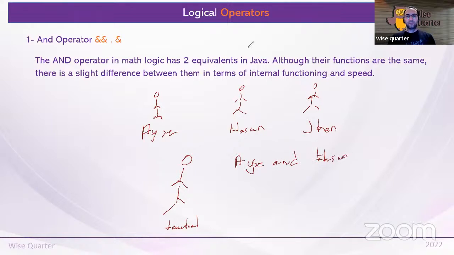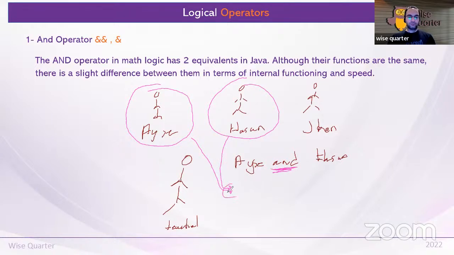When Ayşe and Hasan hear this, both of them should come, right? Because when the teacher says "and", it means both of you come here. Both of them will stand up and go to wherever the teacher is. It means both conditions should be met.